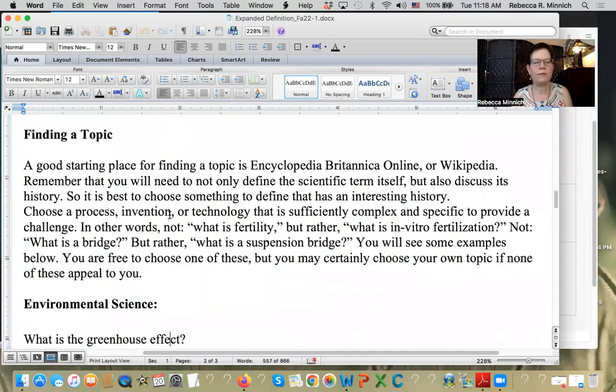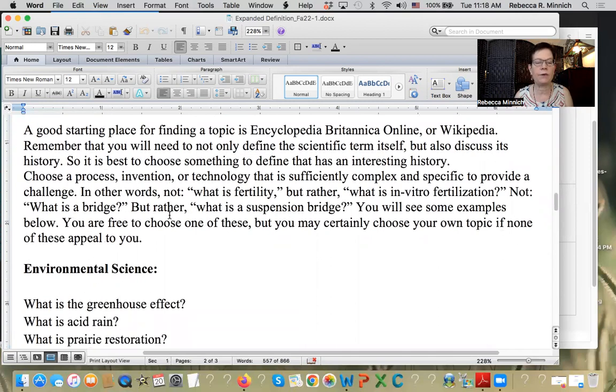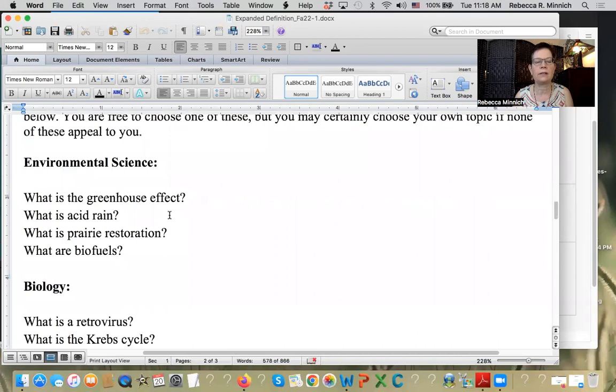So how do you find a topic? Well, this assignment leaves a lot of room for you to choose a topic that falls into your own area of interest. So for example, if you're interested in environmental science, some things that you might think about are what is the greenhouse effect, or what is acid rain, or what is prairie restoration, or what are biofuels. So notice that I'm not saying what is climate change. That's too broad for this assignment.